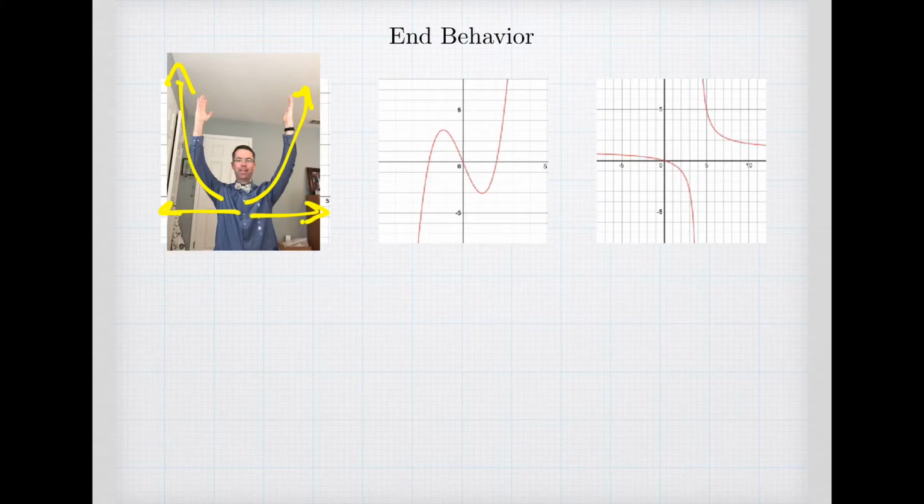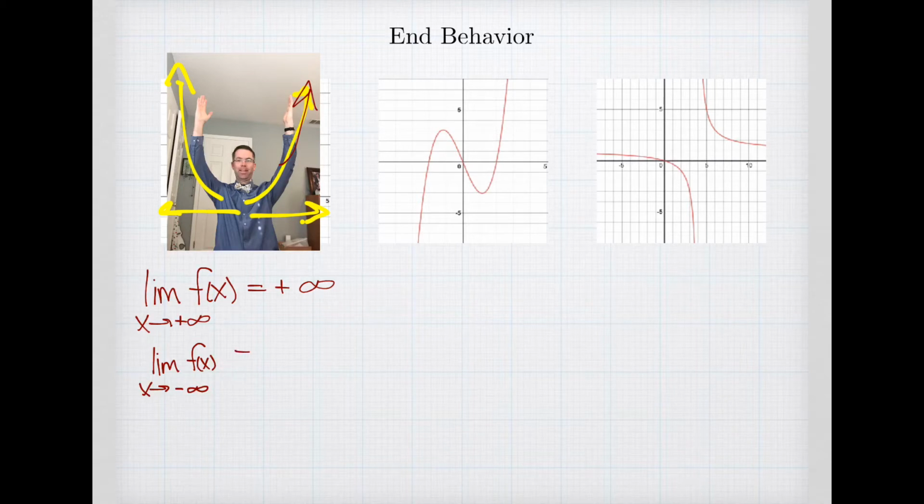We write the limit of f of x as x approaches positive infinity equals positive infinity. This corresponds to the behavior on the right side of the graph. And we write the limit of f of x as x approaches negative infinity also equals positive infinity, corresponding to the behavior on the left of the graph.